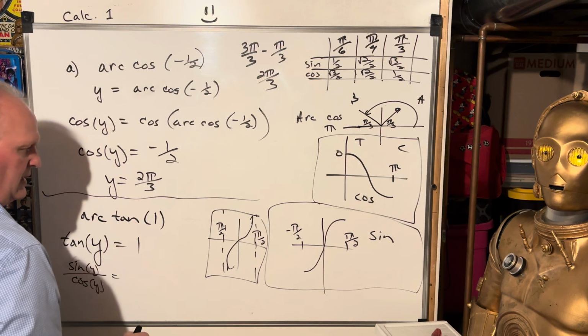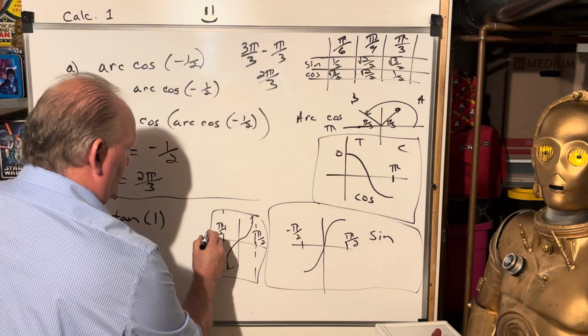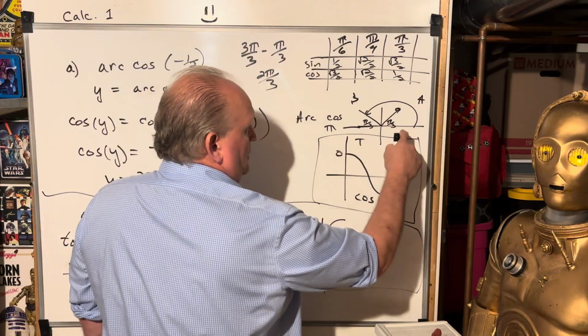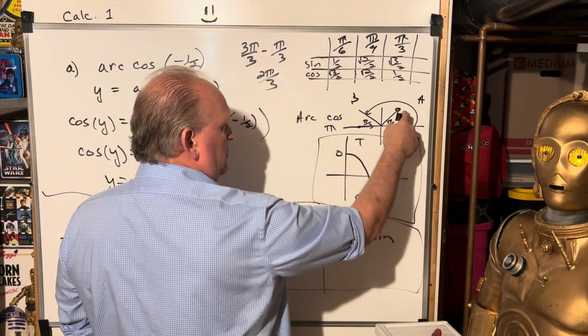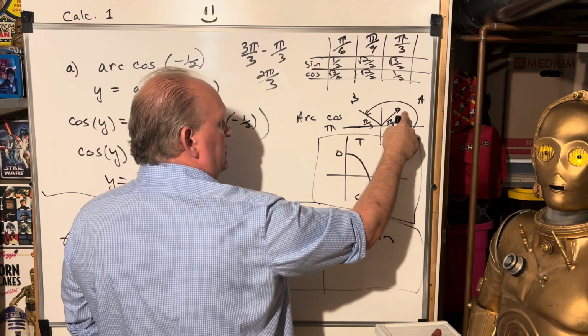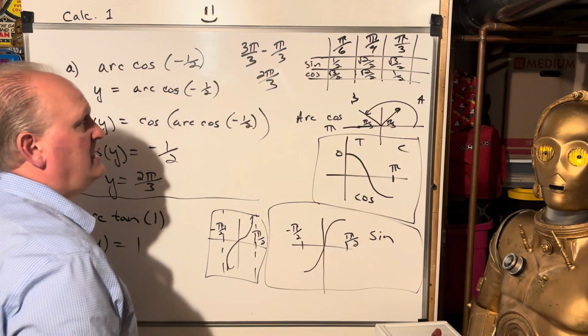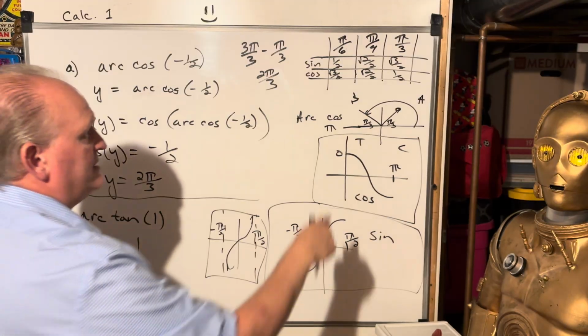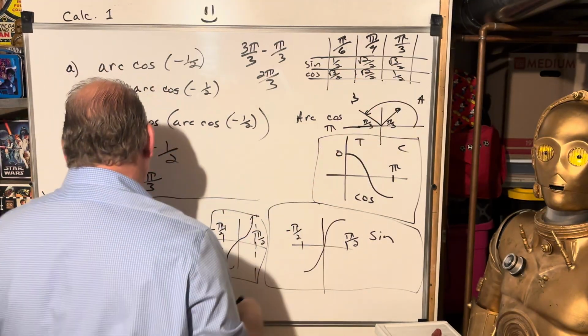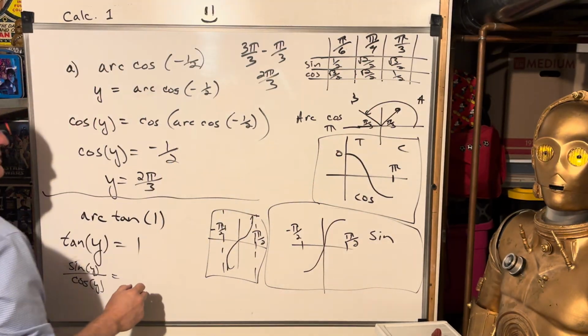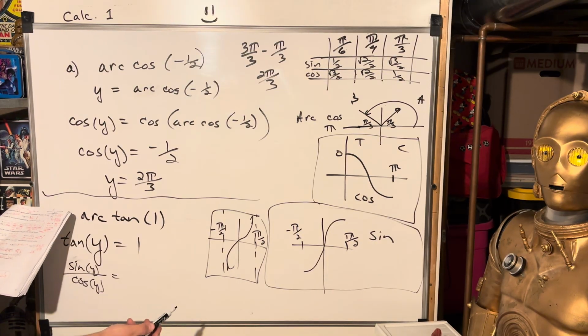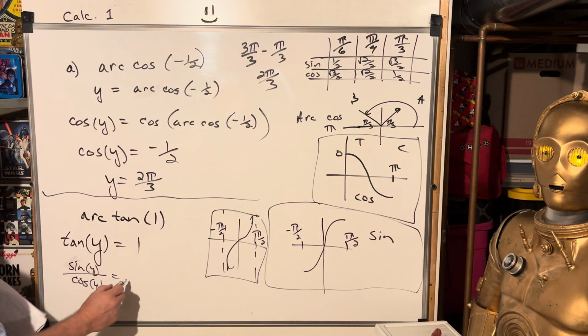Remember tangent is sine over cosine. And so in the fourth or first quadrant, when are they the same? That would be at 45 degrees, right? This over this, the square root of 2 over the square root of 2. So pi over 4 for that one, pi over 4.